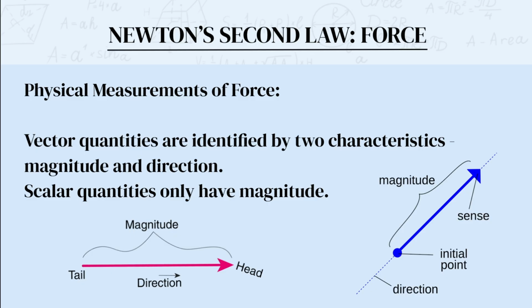The physical measurements of force are vector quantities, which are identified by two characteristics: magnitude and direction, whereas scalar quantities only have magnitude. And then on the bottom, we can see two vector examples. The direction is the point in which the vector is going, and the magnitude is the length of the vector itself.